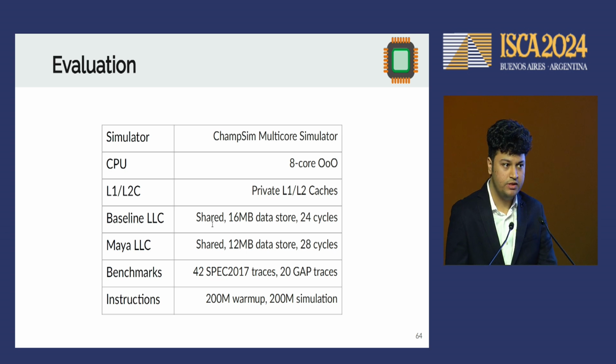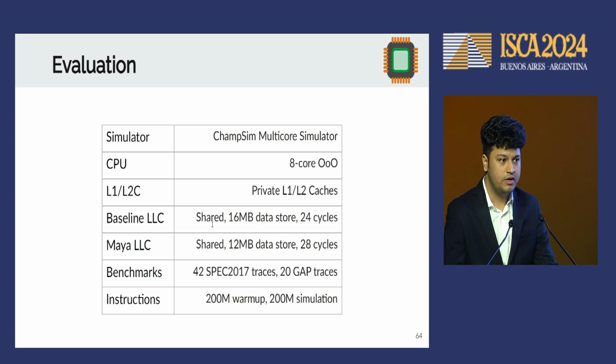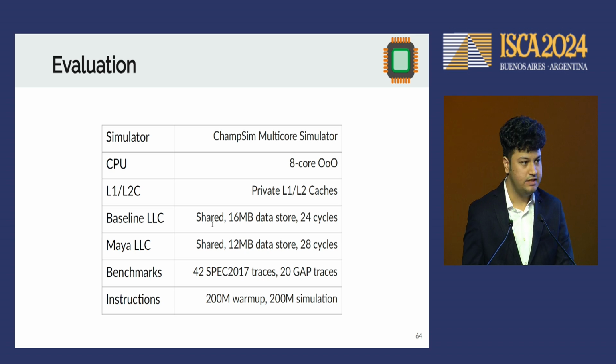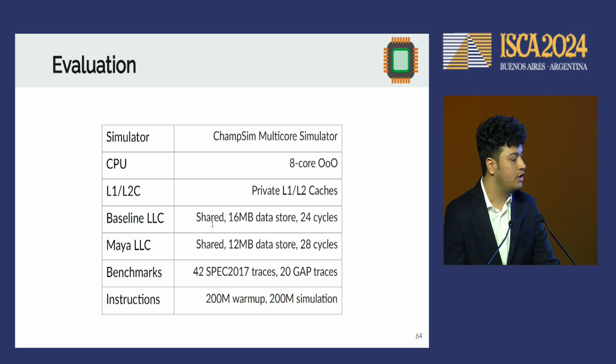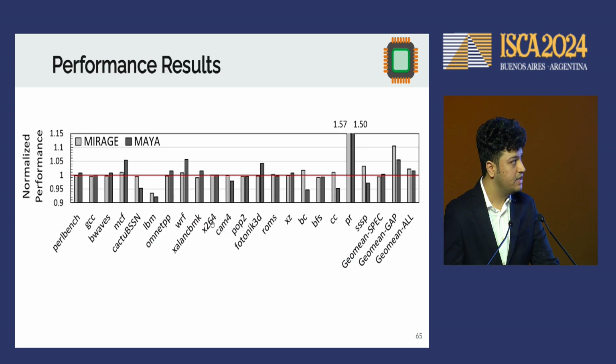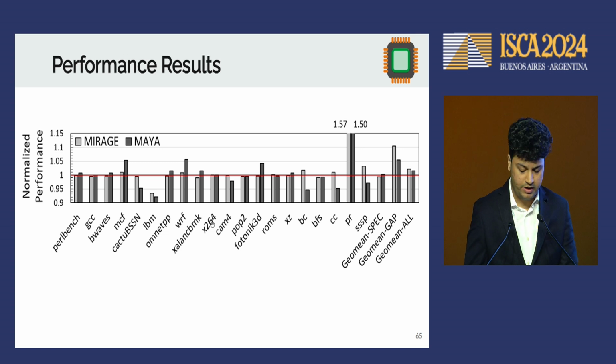This is the simulation framework that we use. We use the ChampSim multi-core simulator with an 8-core CPU, private L1 and L2 caches, and the baseline is a shared LLC with 24-cycle latency and 16 MB data store, whereas Maya has a 28-cycle latency and a 12 MB data store. This graph summarizes the performance results for Maya and Mirage.